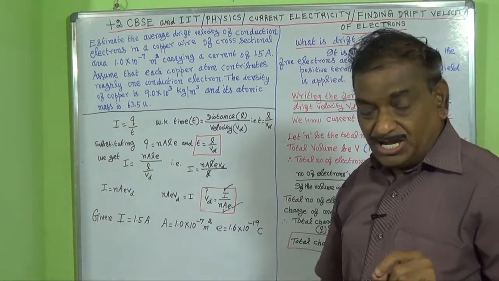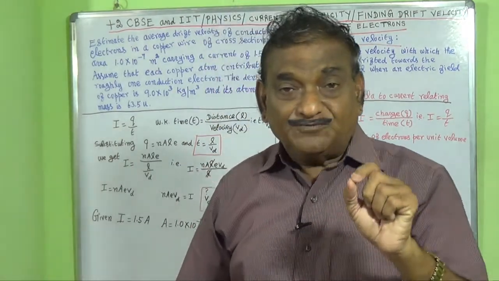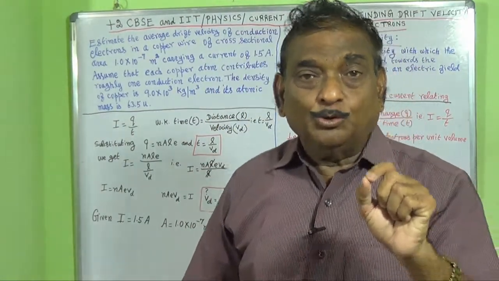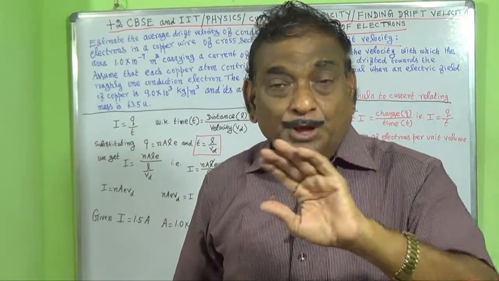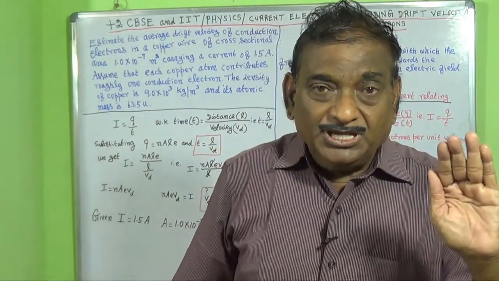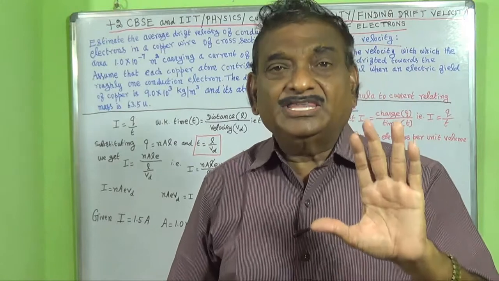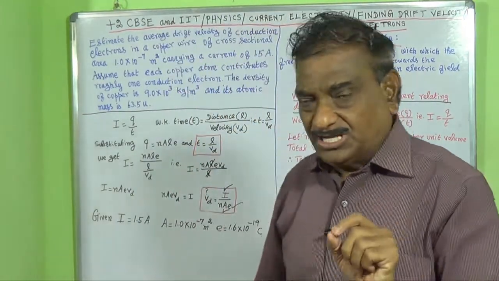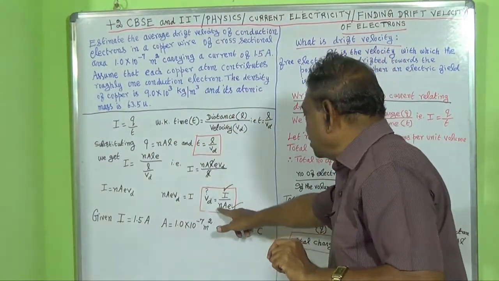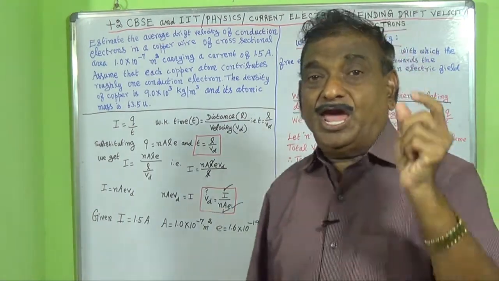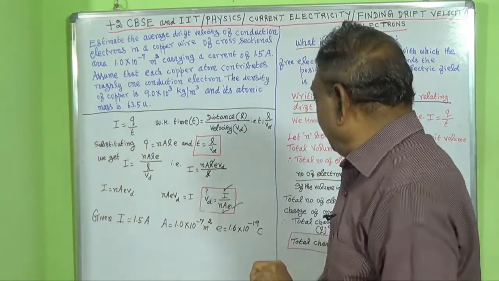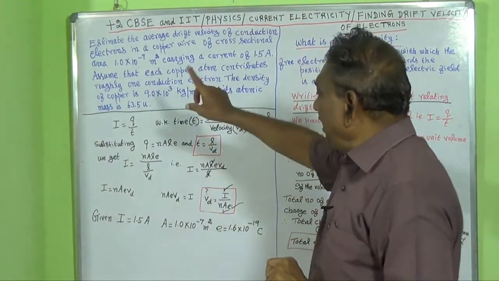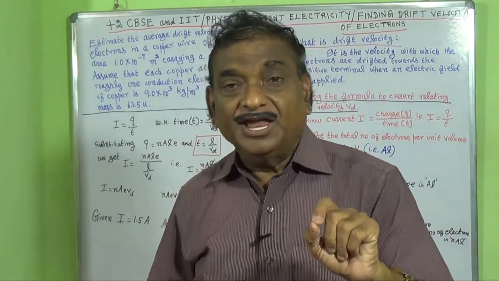So what is the information left in the sum to be given? The number of electrons per unit volume is not provided in the sum. That is, small n has not been supplied in the sum. We have to find the number of electrons per unit volume, that is small n, from the information given in the sum.